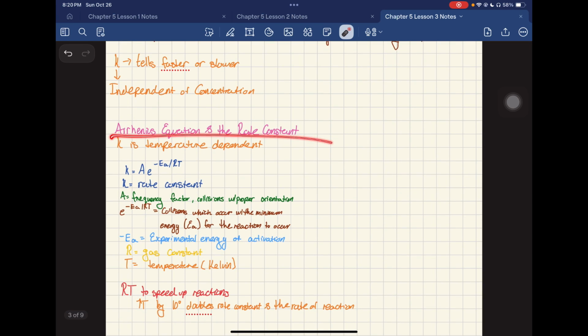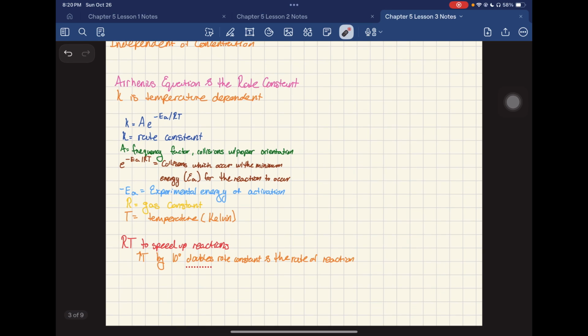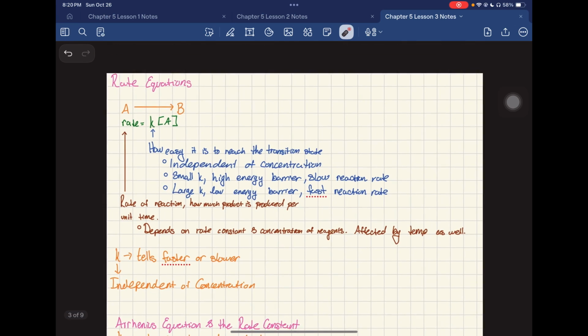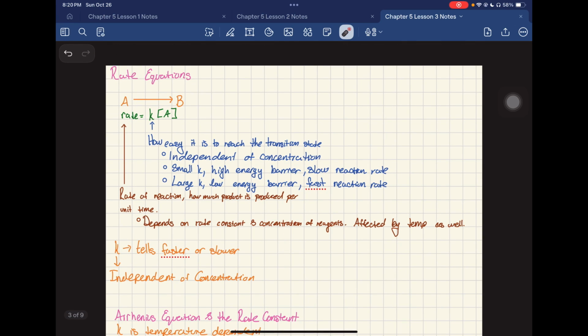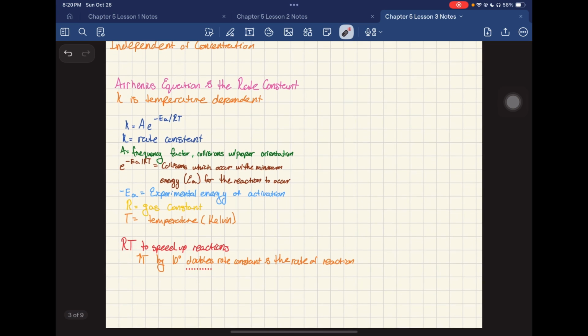Arrhenius equation and the rate constant. So k is temperature dependent, right? k is A times e to the power of negative Ea divided by RT. k is going to be the rate constant, right? And that's why we said it depends on rate constant, and it is affected by temperature as well, because the rate constant down here is affected by temperature.